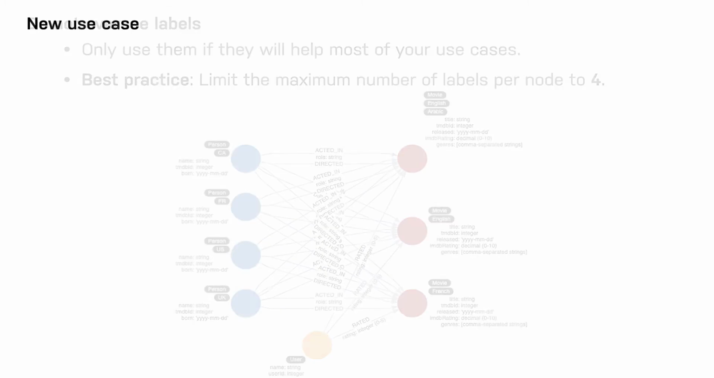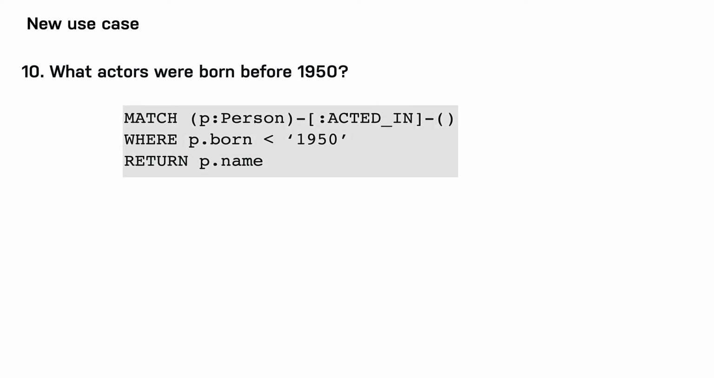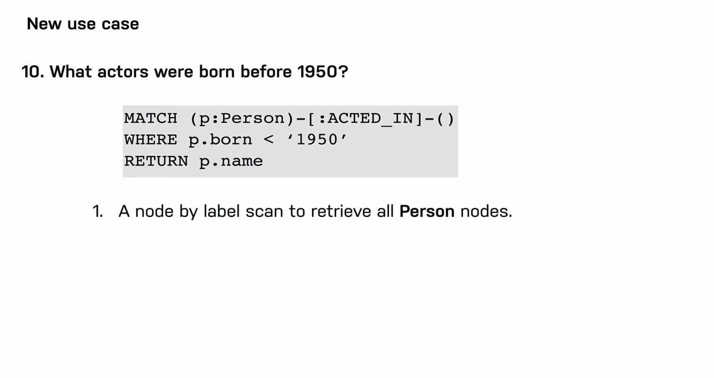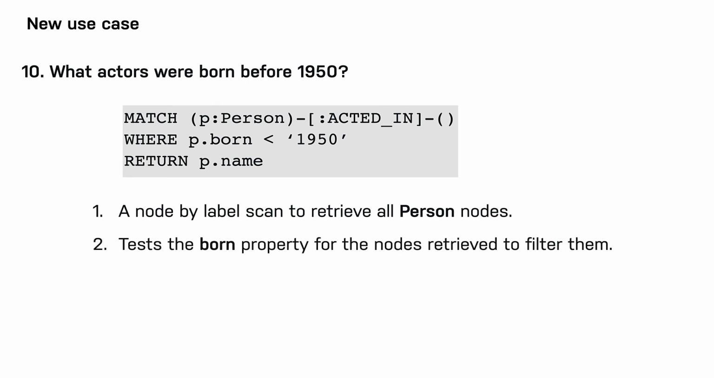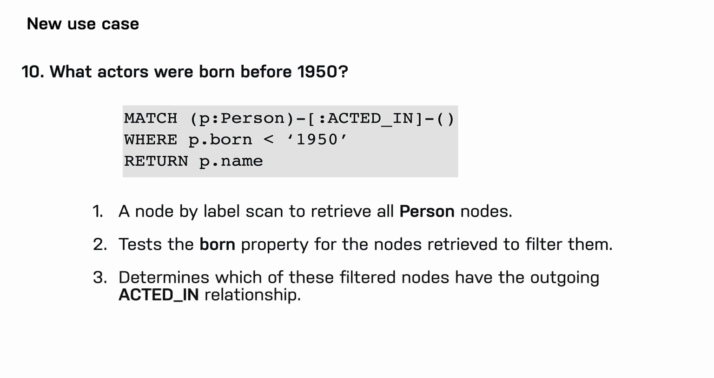Here is an example where adding a label will help our queries at runtime. We have a new use case. What actors were born before 1950? Here is the Cypher query to test this use case. And here is what the query does. A node by label scan to retrieve all person nodes. It tests the born property for the nodes retrieved to filter them. Then it determines which of these filtered nodes have the outgoing ACTED_IN relationship. And finally, it returns the name property values.